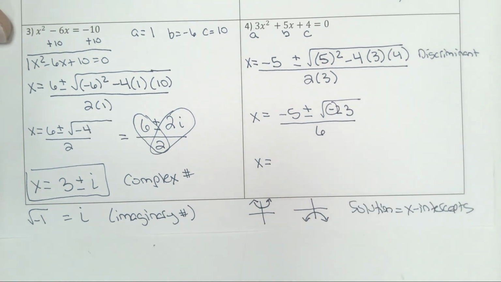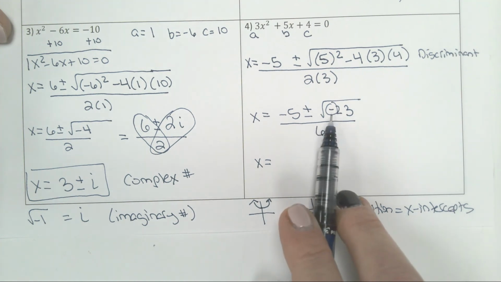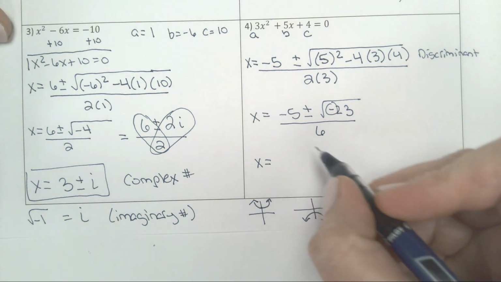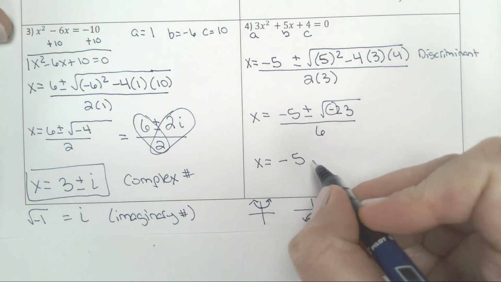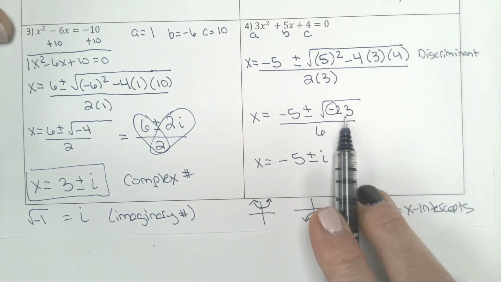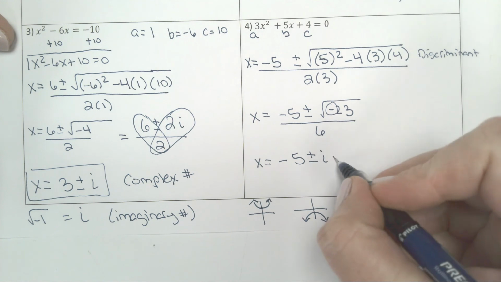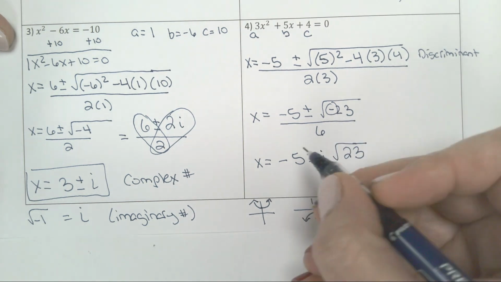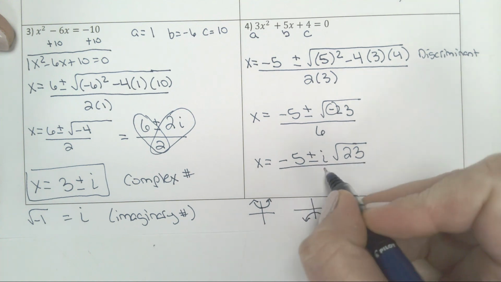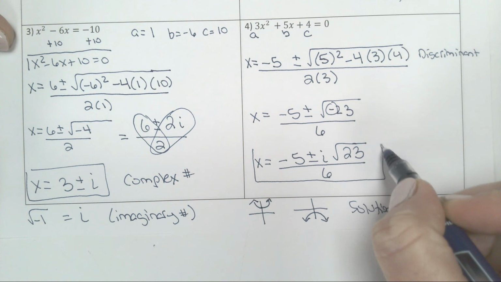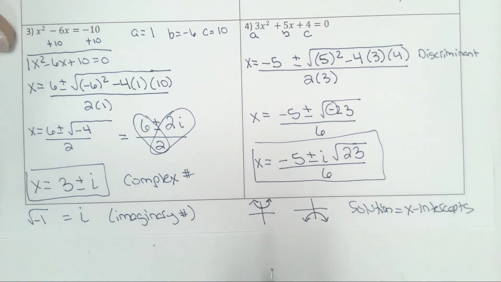Anytime you have a negative under the radical, we are going to get in the habit of changing that to i to show it's a complex number. So I have negative 5 plus or minus i. 23 is not a perfect square. We can't take the square root of it, so that just stays a radical 23, all over 6. In this case, this is my good final answer.